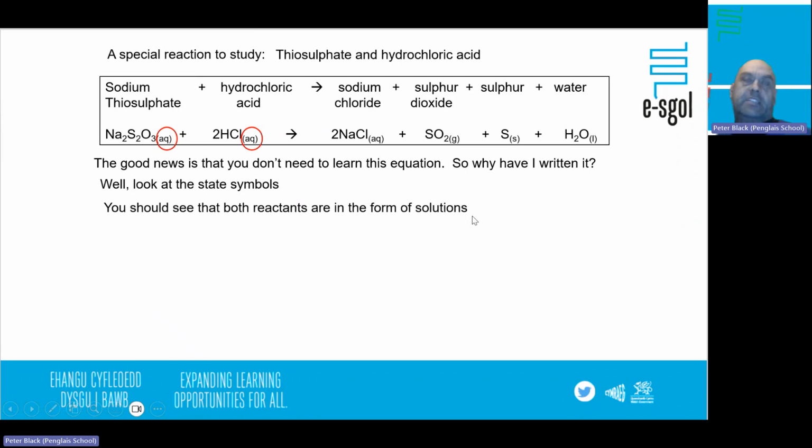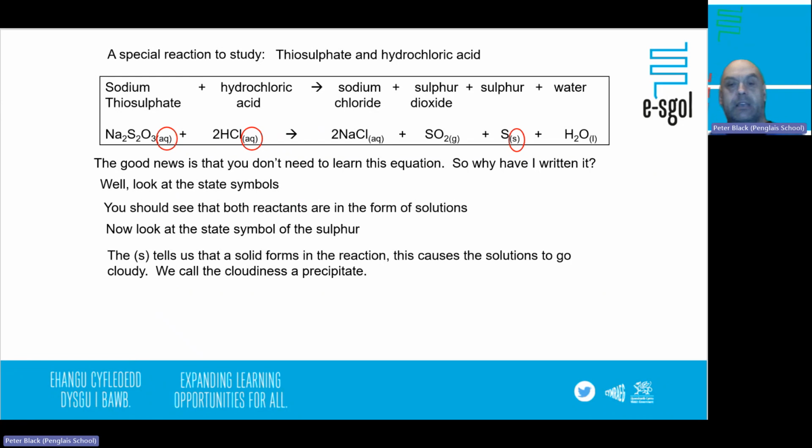But yeah, state symbols. So we mentioned earlier that aq means a solution, and solutions are clear by nature. Now, if we look on the right-hand side, we can see that the sulfur has a different state symbol. It's got the state symbol s, which stands for solid. Okay, now a solid forming from 2 solutions mixed together is called a precipitation reaction, because it forms a precipitate. That's what the solid is. And that precipitate causes reactions to go cloudy.